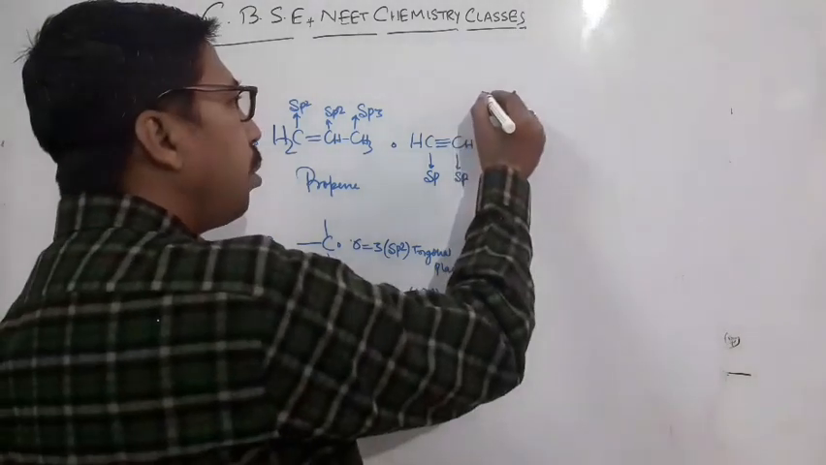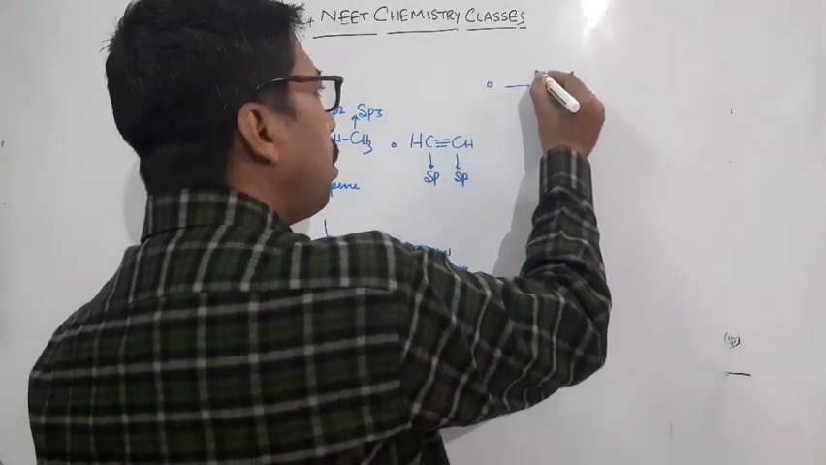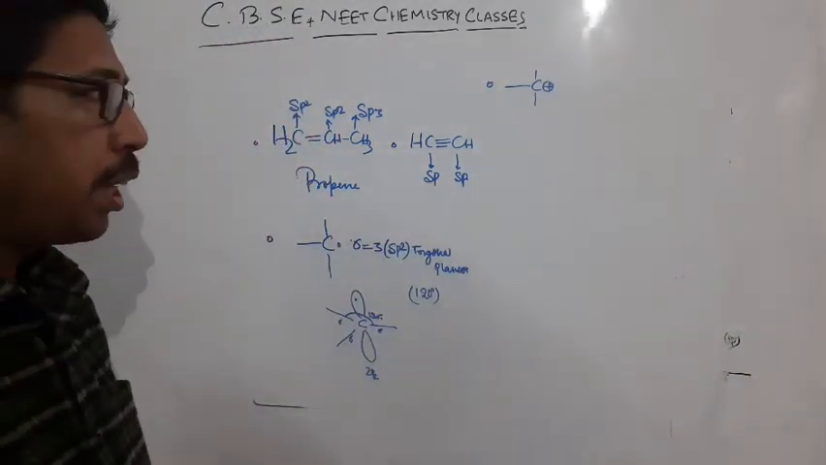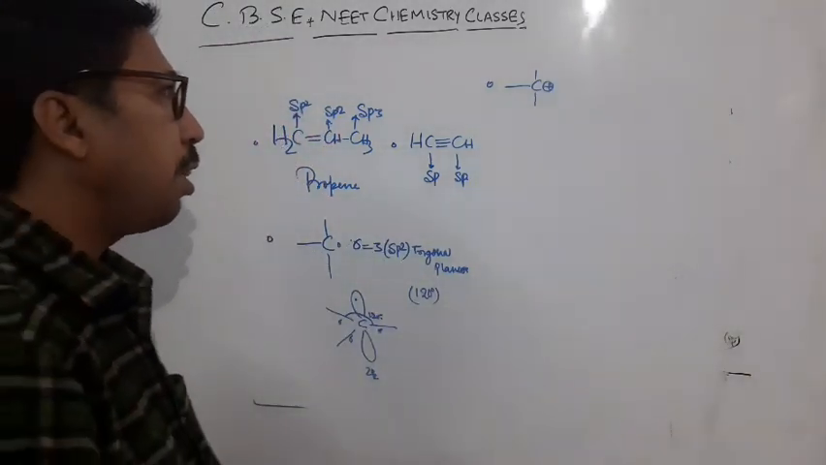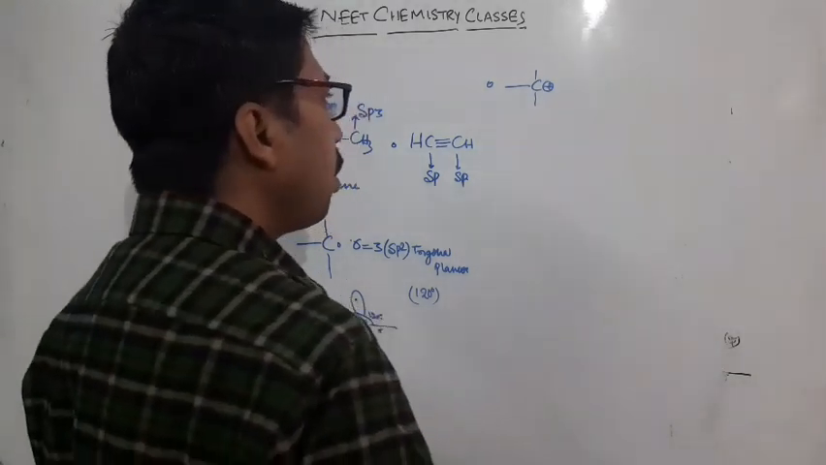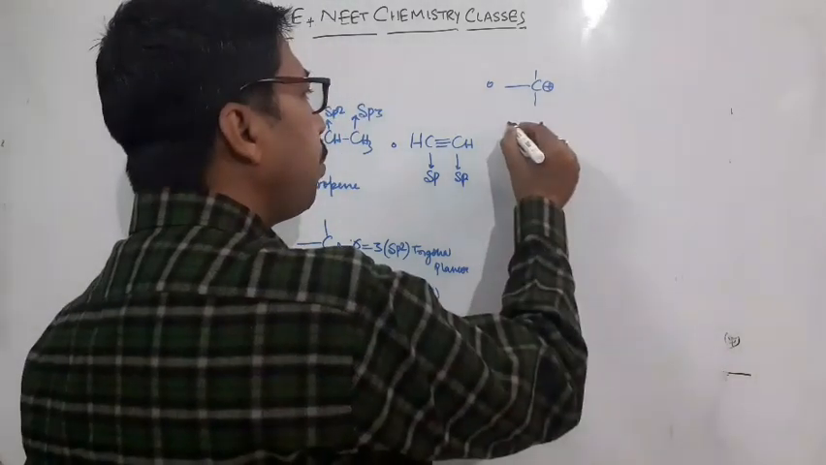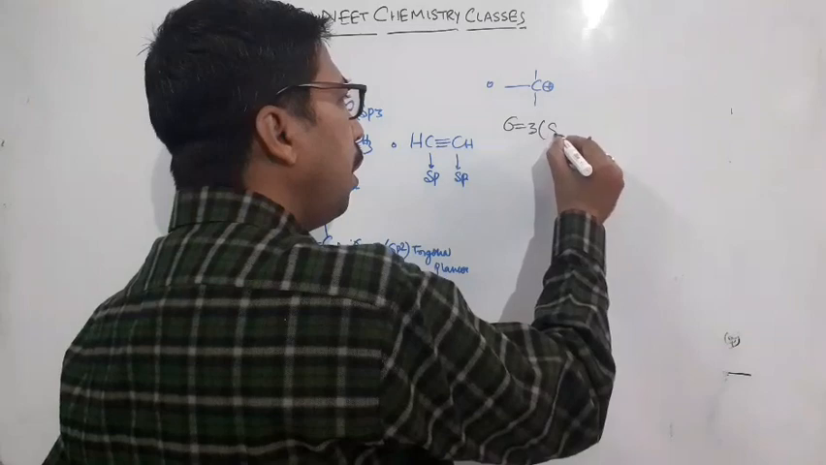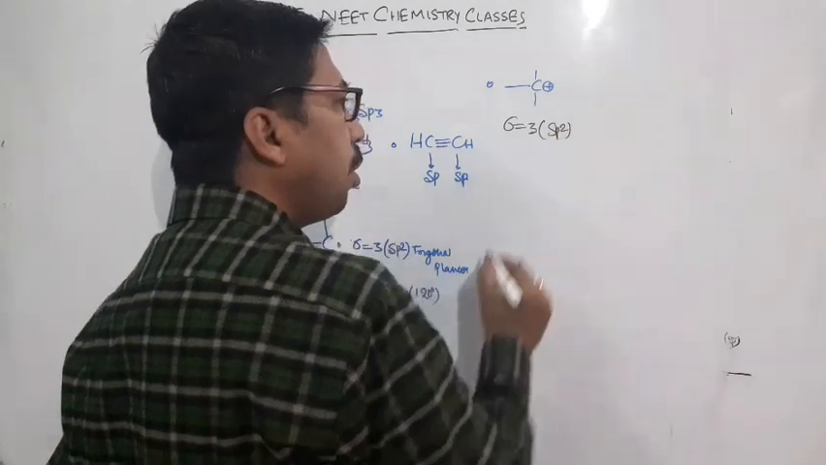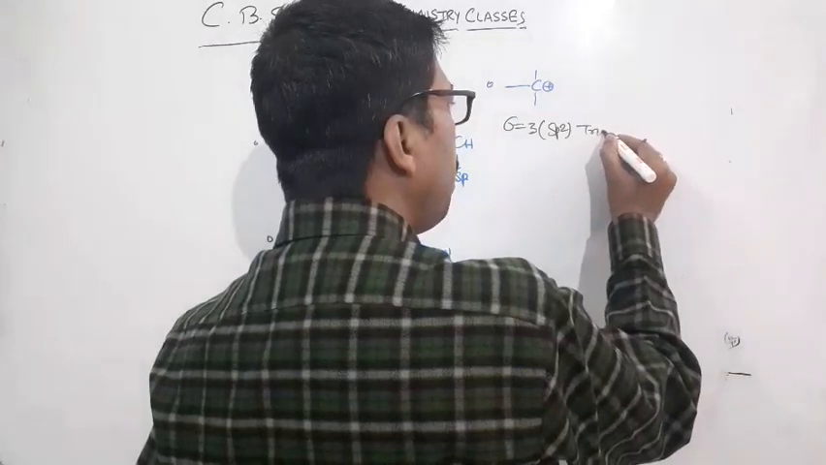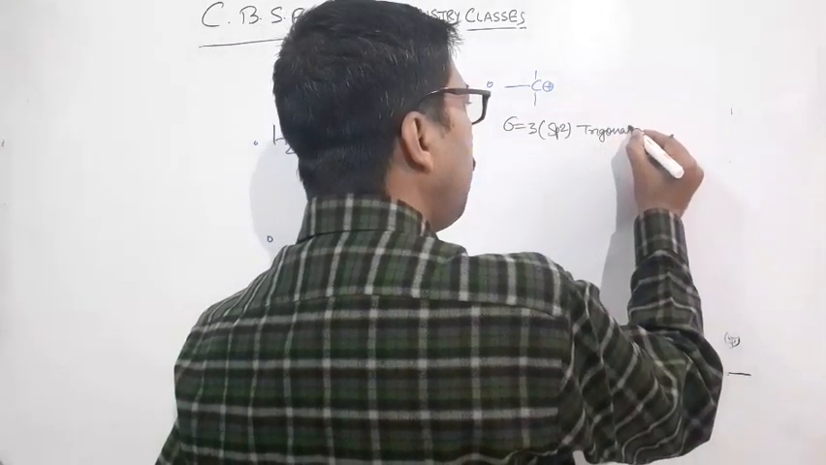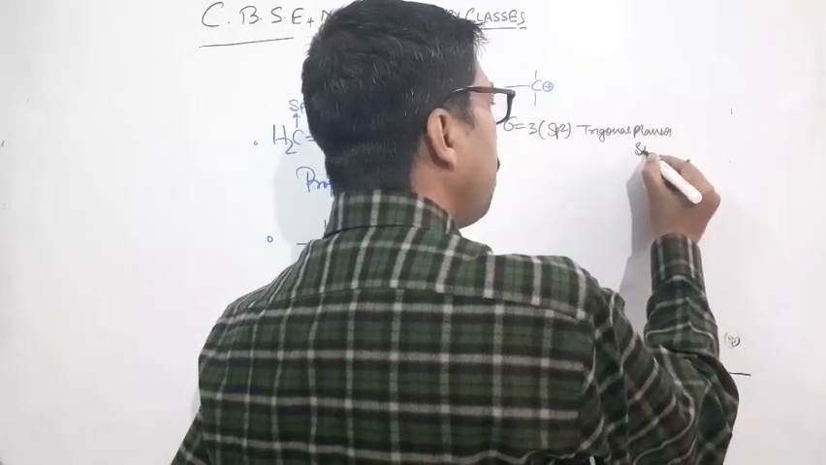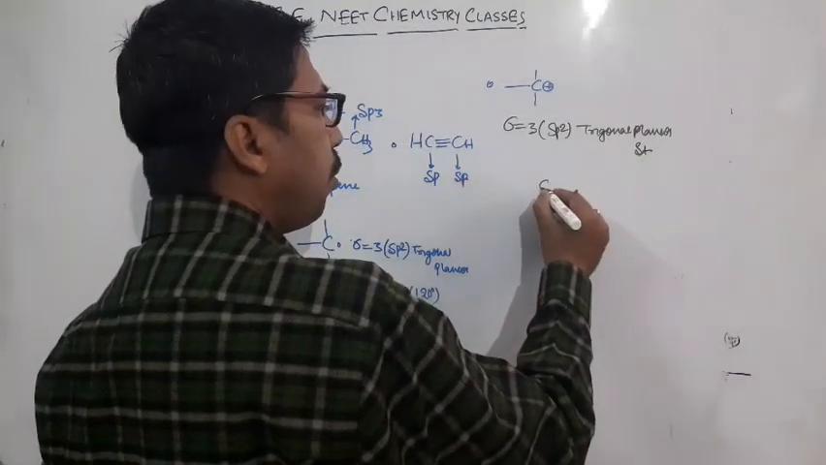Similarly, we can find out the hybrid orbital as well as the structure of carbocation. Here you can see that the number of single bonds is 3, which means sigma bond 3. There is no lone pair, so it will also have sp2, that is, trigonal planar structure. Trigonal planar structure like this.